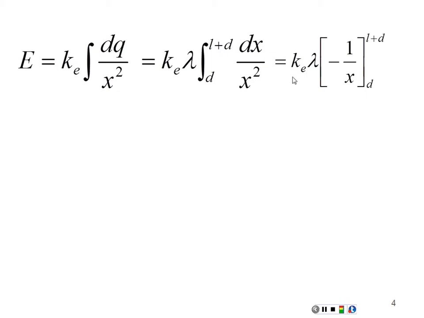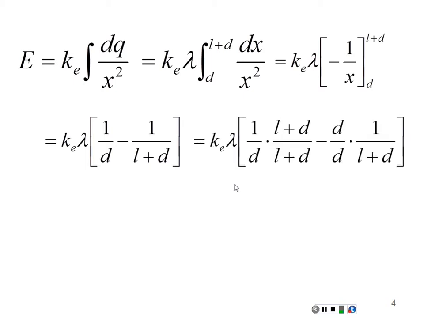So we're going to evaluate this, lambda being a constant, k times lambda, negative 1 over x from d to L plus d. That's going to be negative 1 over L plus d minus a negative 1 over d, which we can write as k lambda times 1 over d minus 1 over L plus d. Let's find a common denominator for these two fractions. So we'll multiply the first one by L plus d over L plus d, and the second one by d over d. And we get in the numerator L plus d minus d. So the d's cancel out.